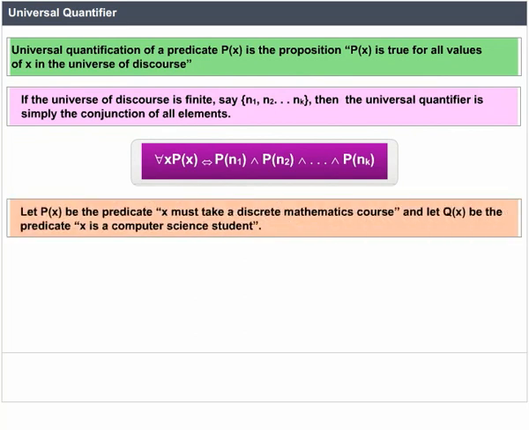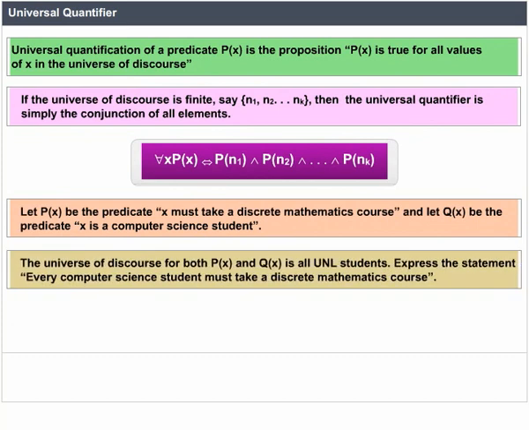Let P(x) be the predicate x must take a discrete mathematics course, and let Q(x) be the predicate x is a computer science student. The universe of discourse for both P(x) and Q(x) is all students.